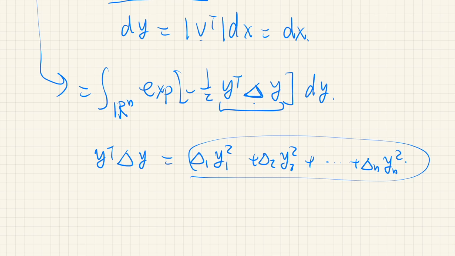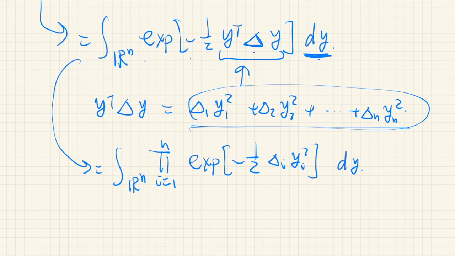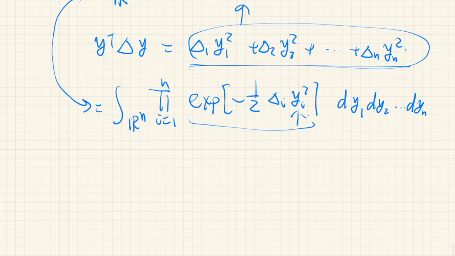So let's substitute this into this. Then we have the exponential of a sum, which can be decomposed into a product of exponentials. So this becomes the product of exponentials of negative 1 over 2 delta i yi squared, dy. Let's expand this one. It's an n-dimensional integral: dy1, dy2, and so on, dyn. Each of these factors contains only one variable, so we can split this integral into a product of single integrals.